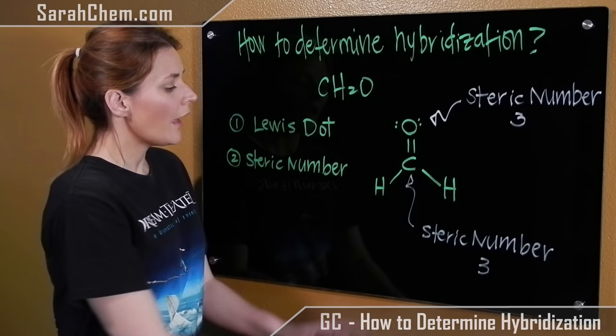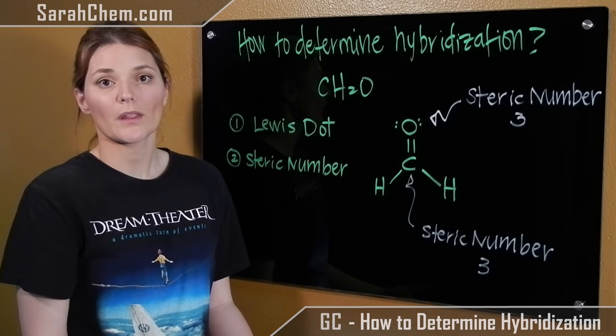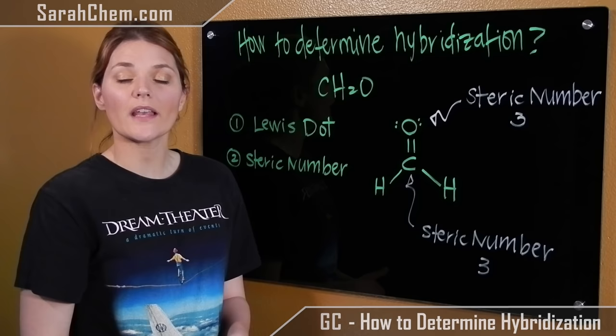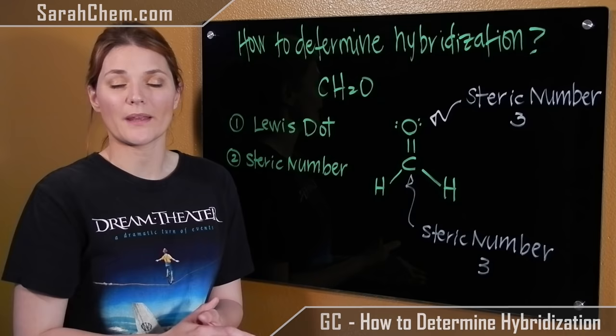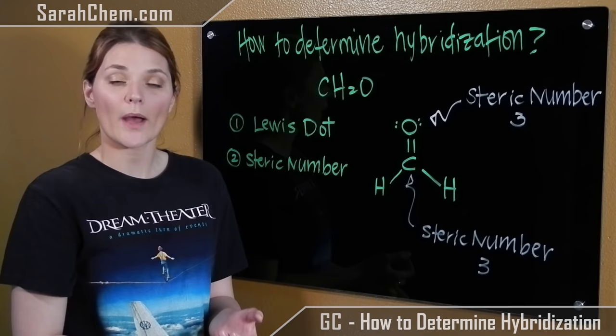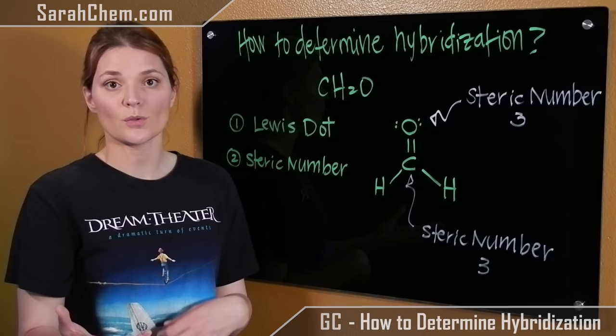I'm not worried about hydrogen's steric number, and that's because hydrogen cannot hybridize. When you're talking about electrons bonding, they use their valence shell. Hydrogen only has the 1s orbital in its valence shell, meaning there are no other orbitals for it to mix together to create something new. Carbon and oxygen, on the other hand, have the 2s and the 2p orbitals. So the hybrid is made up of some combination of the 2s and the 2p orbitals put together.